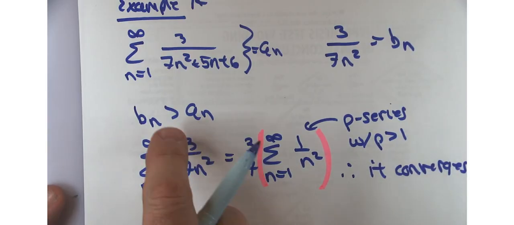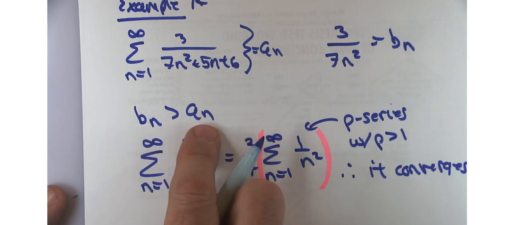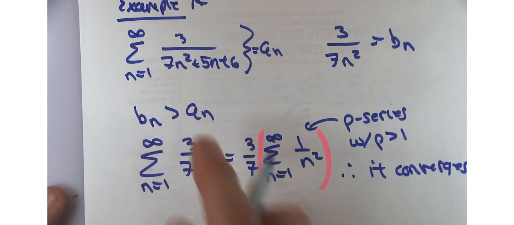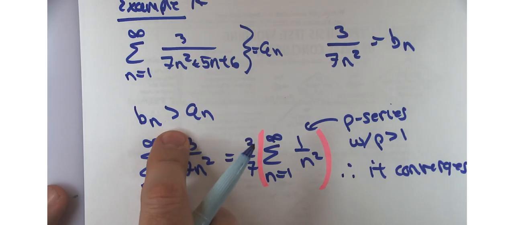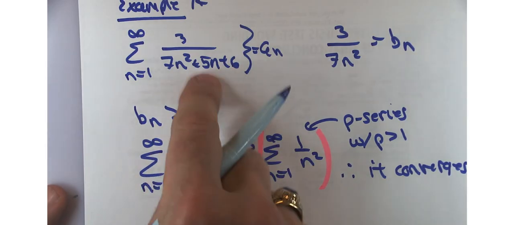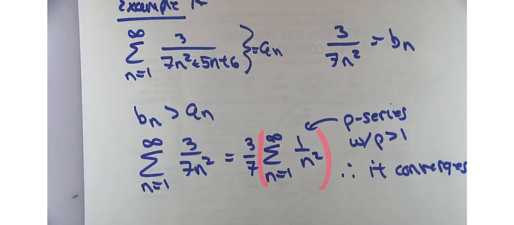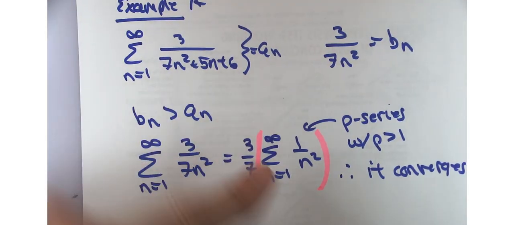And since b sub n is greater than a sub n, by the direct comparison test, this series also has to converge. Because its terms in general are smaller than these terms, and this one converges.